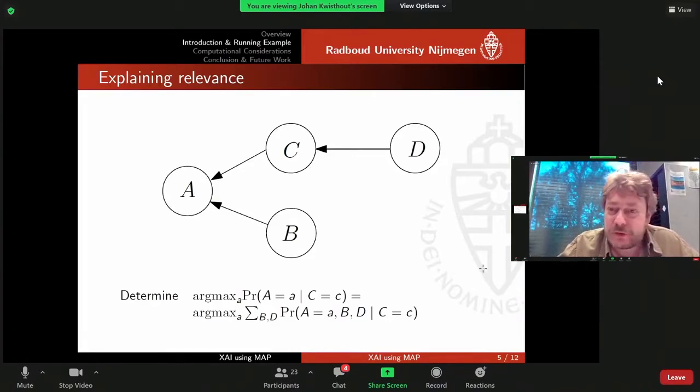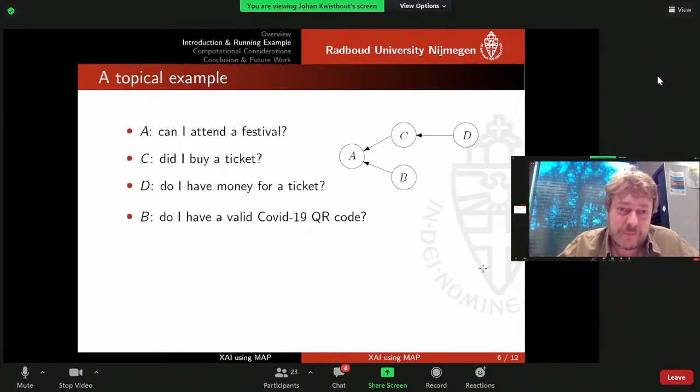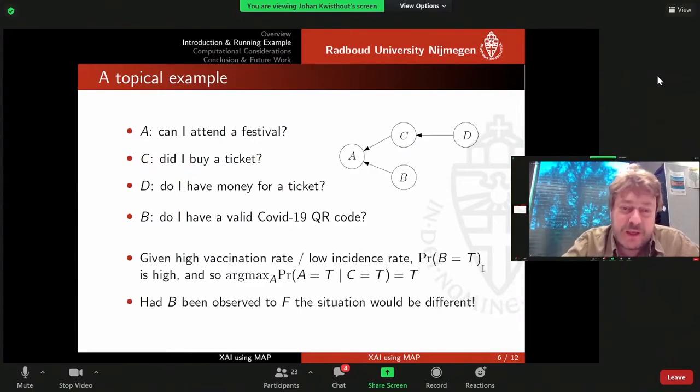So taking this network structure as an example, I wanted to interpret that in a sort of topical example here. The question would be here, the same structure, A would now have the meaning, can I attend a festival? C is a question, did I buy a ticket? D would be, do I have money for a ticket? And of course, if I know that I already bought the ticket, then the question whether I actually had the money to spare becomes irrelevant because it's d-separated. And in this example, B would be the question, do I have a valid COVID-19 QR code? Now, under the assumption that there is a high vaccination rate and a low incident rate, then the prior probability of B being true would be large.